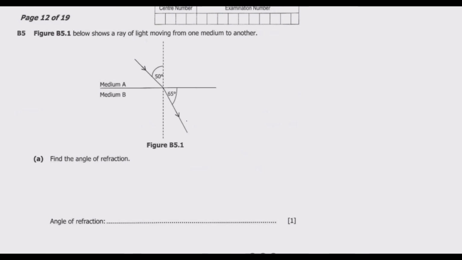Let us look at question B5. Figure B5.1 below shows a ray of light moving from one medium to another, from medium A to B. Then question A, find the angle of refraction. So basically, the angle of refraction is the angle between the refracted ray and the normal. So what is the normal? Basically, this is the normal. Then this is the refracted ray. Then this is the incident ray.